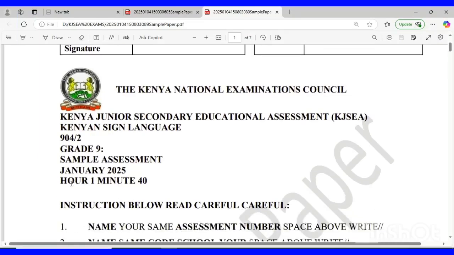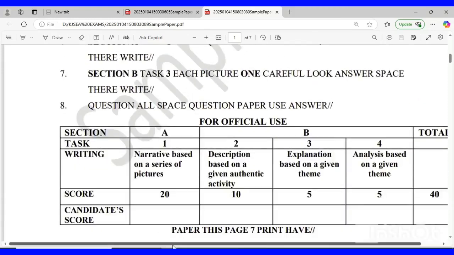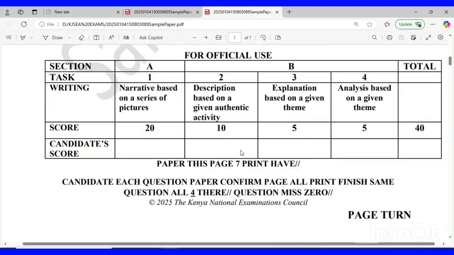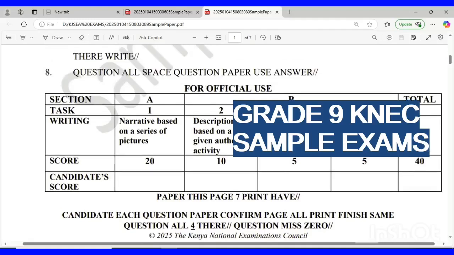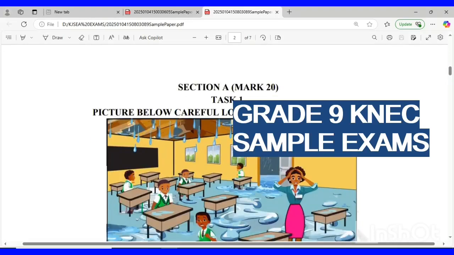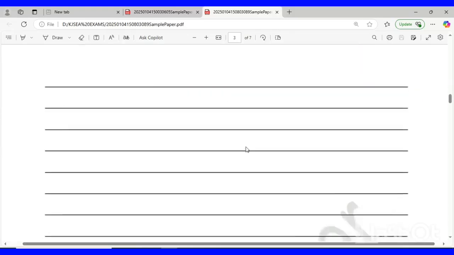It takes a maximum time of 1 hour and 40 minutes. So here the students of grade 9, the year 2025 and henceforth, will be required to do questions containing total marks of 40. Question 1 has been classified to A and B, 1, 2, 3, and 4. So question 1, task number 1, which contains 20 marks, is a picture below. Carefully look. So you study the picture and then you use the picture to answer the questions that follow.